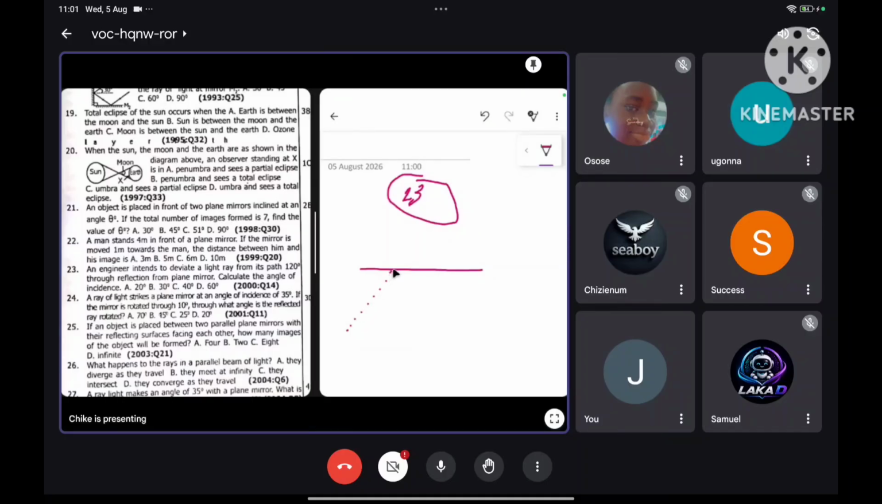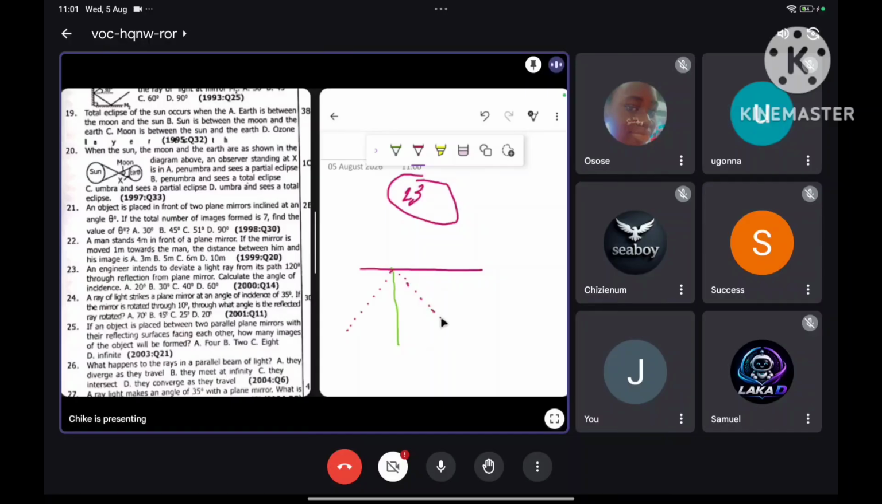Normally, it's supposed to, let me draw my normal line. Let me use green for my normal, and that one will be clearly outlined. So this is my normal line. That means normally it's supposed to strike this surface and then come out as a reflected ray. Are you following?